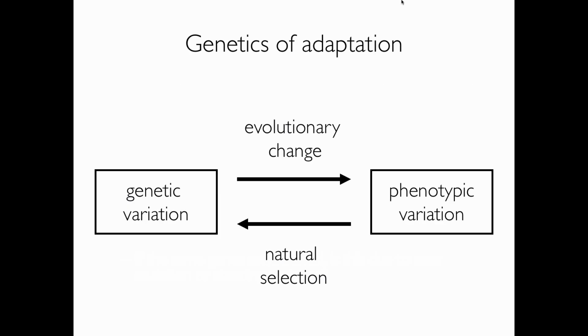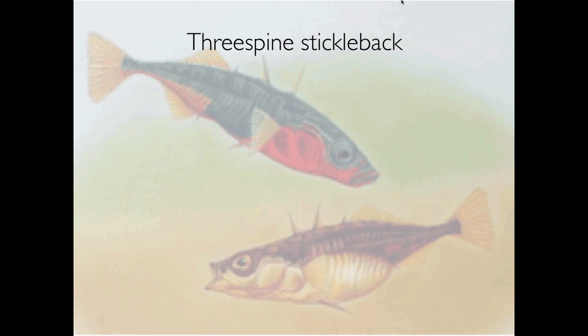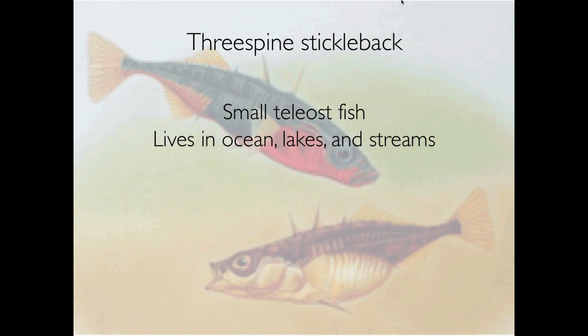Okay, so we study these questions in this small fish that Hopi introduced you to, the three-spine stickleback. Just a little bit more information about why I think they're such a great model system. These are small teleost fish. They're just a few inches long. And they live in all of these different habitats. They live in both marine habitats as well as freshwater lakes and streams. And it's really in these freshwater habitats that we see extensive phenotypic variation.